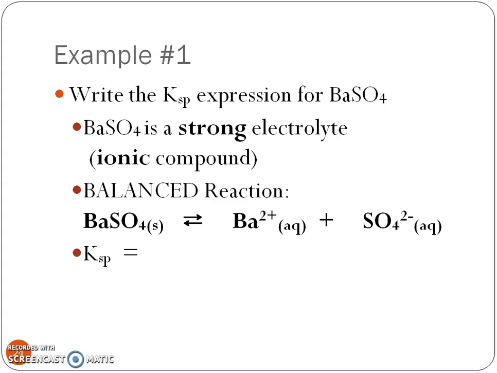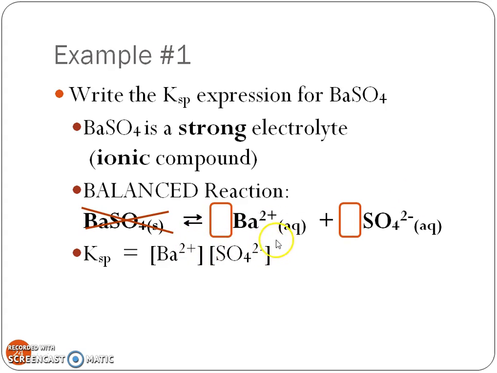So if we want our KSP expression, again, products over reactants, but we're going to get rid of those reactants, and we need to pay close attention to those coefficients, because those coefficients technically are the exponents. Here it's 1-to-1, so you don't see it.